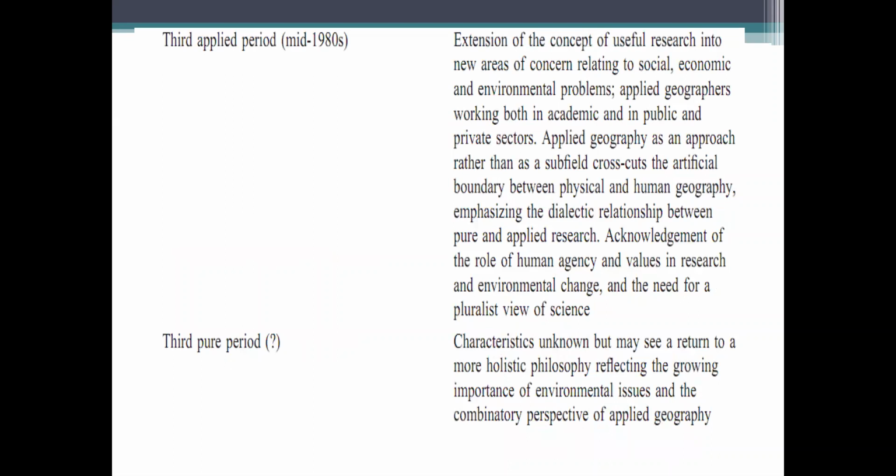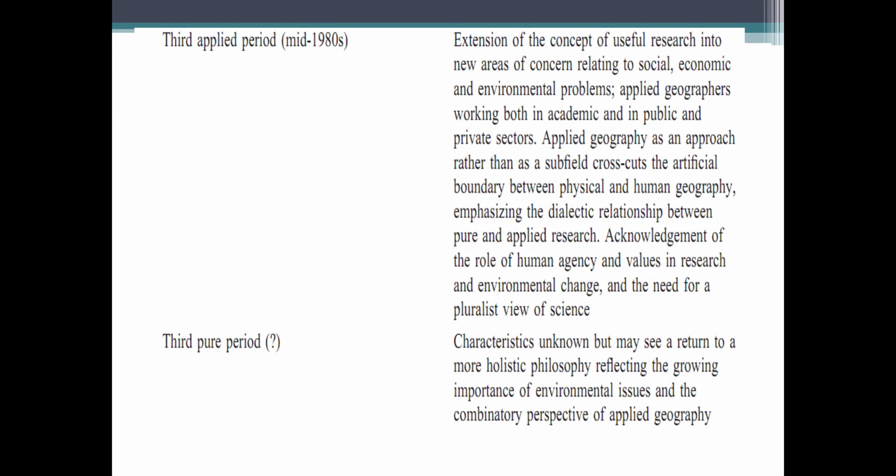Then we could see again the applied period, mid-1980s, where the lot of socio-economic environmental problems arise and need to be addressed perfectly. In that sense, again, the applied geography was popularized, highly used. Extension of the concept of useful research into new areas of concerning related to social, economic, and environmental problems. Applied geographers working both in academic, in public, and private sectors.